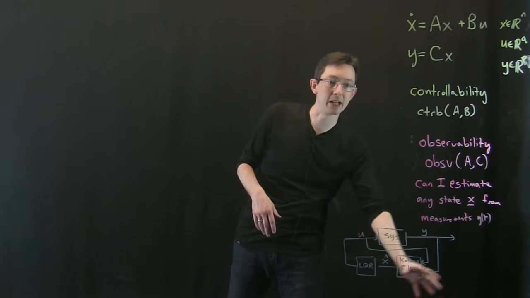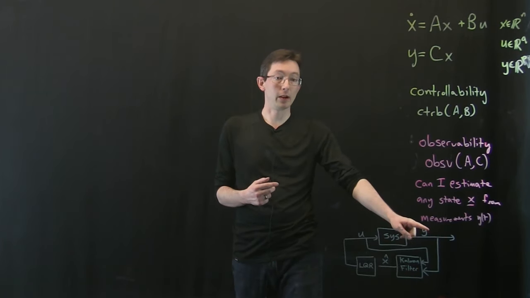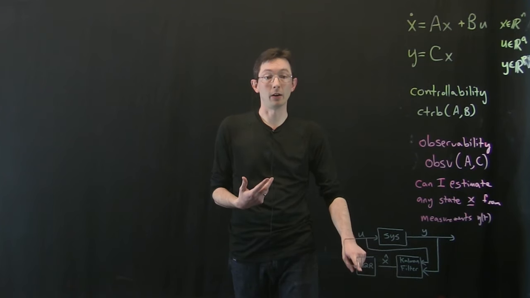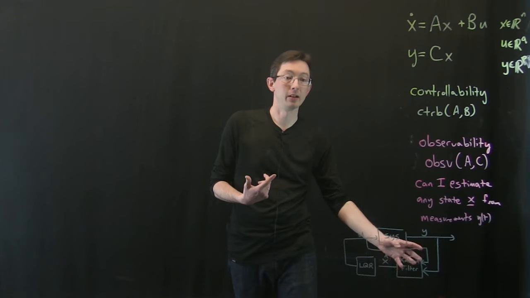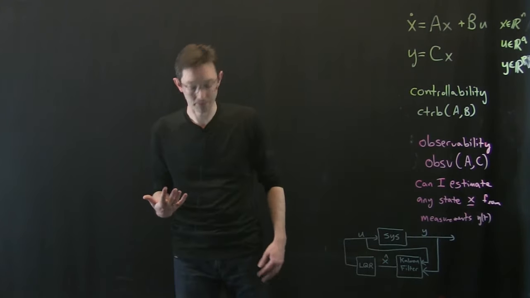So this is the diagram I want you to have in the back of your head. We have a system with some measurements Y. We would like to have access to the full state so we could do LQR, but instead we have to go through this Kalman filter or this estimator to estimate the full state and then pass it through LQR, okay?